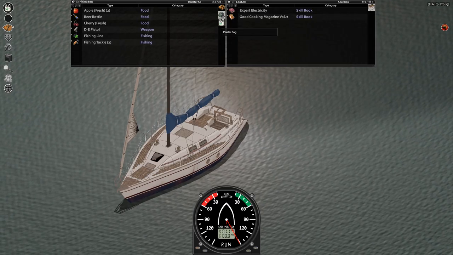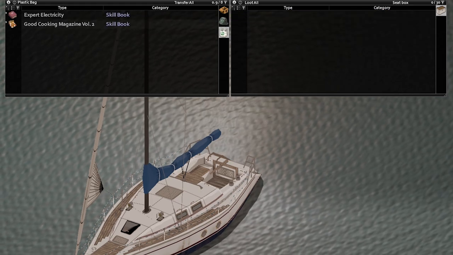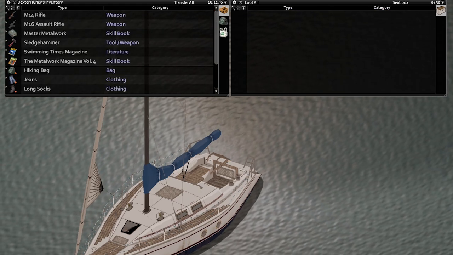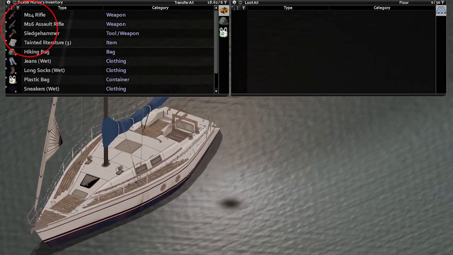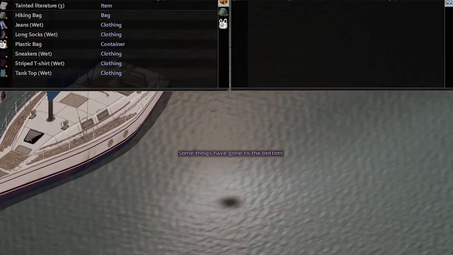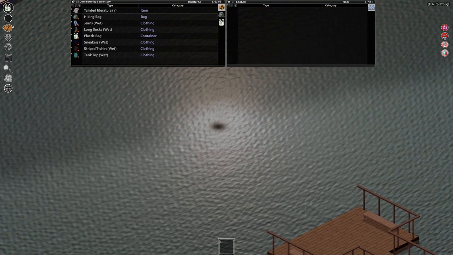You should know that all paper products, books, magazines, will taint immediately after entering the water. Therefore, you should put them in a bag or package in advance. No matter how strong you are, if the weight of your things is high, you will have to throw them into the water. All your equipped things will remain, but the rest will go to the bottom.